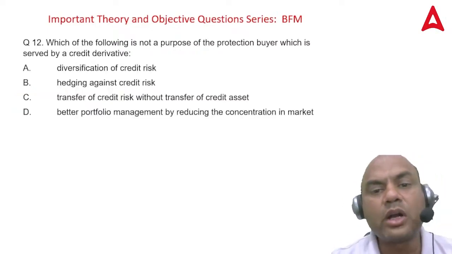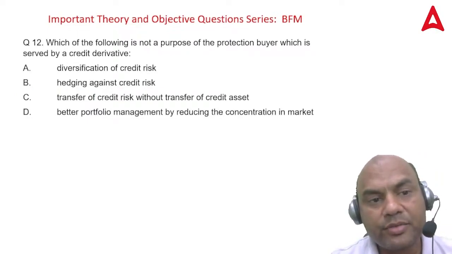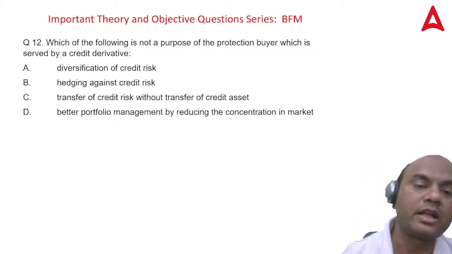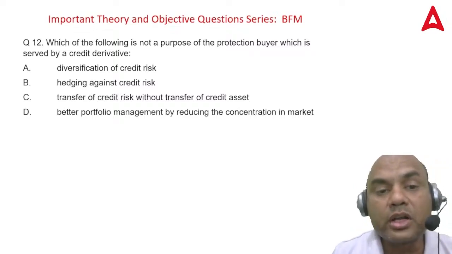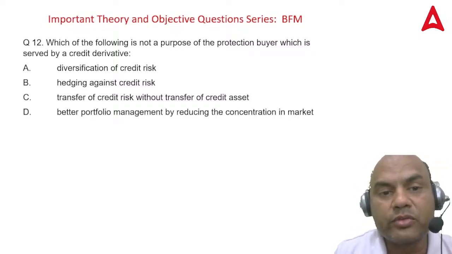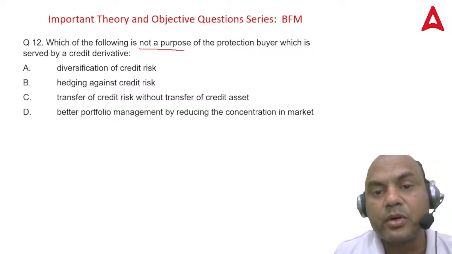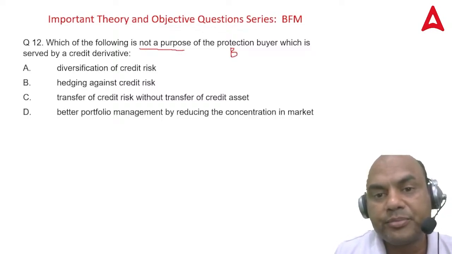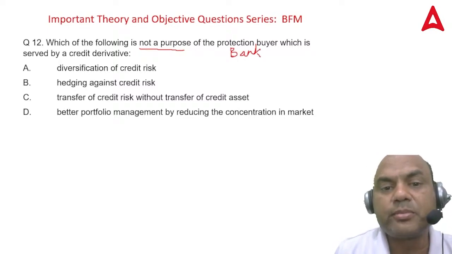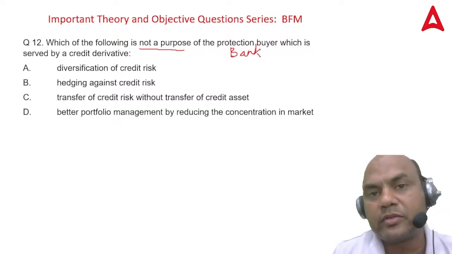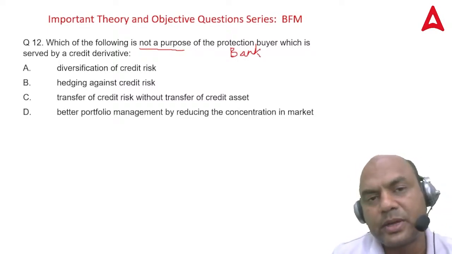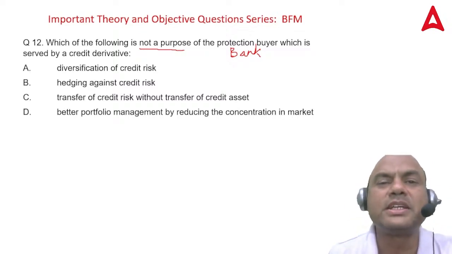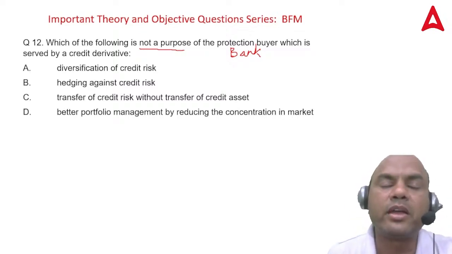Which of the following is not the purpose of protection buyer, which is served by the credit derivative? Now, not the purpose here. Which of them is not the purpose of the protection buyer? Who is the protection buyer? Just now I told you, bank. What is the purpose of bank while buying any derivative? Suppose if you want to buy, let's say, insurance, you buy the insurance.